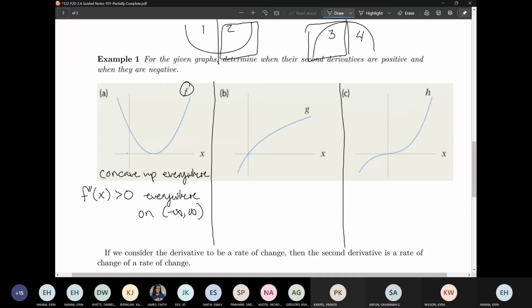Option 3. So this would be concave down everywhere. It essentially is the whole entire graph. It doesn't change to look like anything else anywhere else. Now this one's named g, so we would say the second derivative of g is less than 0. Concave down, second derivative is negative, everywhere, or on negative infinity to infinity if you like.